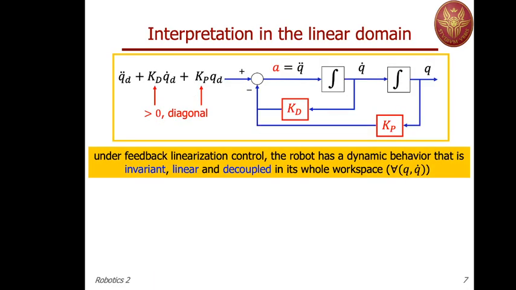Now, in the linear domain, after having applied the feedback linearization control, which cancels all nonlinearity, we end up with this type of system. So this is the linear version only. Once we have obtained q double dot equal a, we have chains of double integrators from each component of a to each component of the output q.